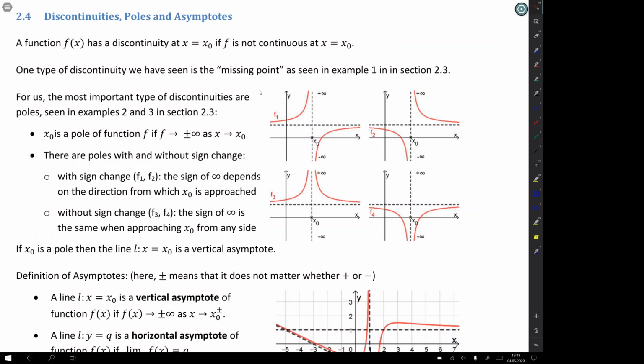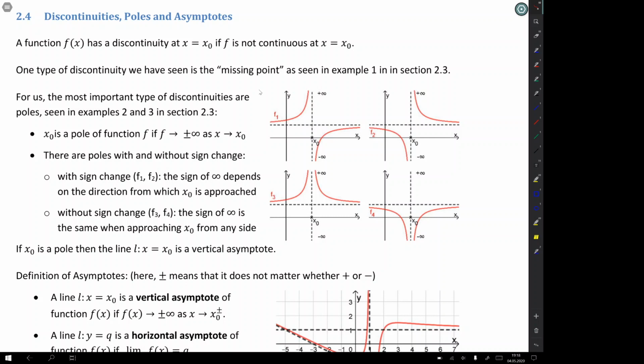Now that we have looked at limits at infinity and at finite values of functions, we can look at what they mean for the graphs of these functions. So, by a discontinuity, we mean a value x equals x0, where the function f is not continuous.